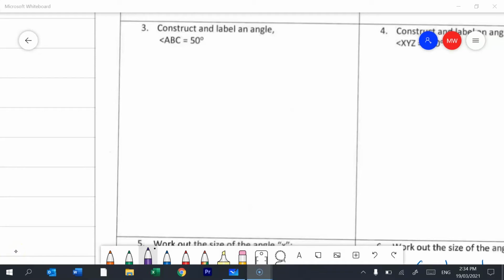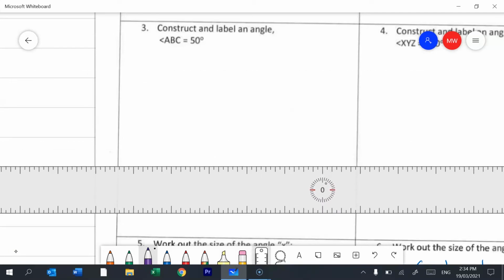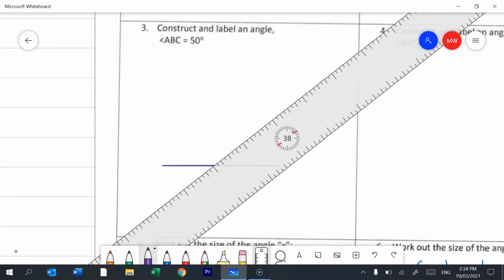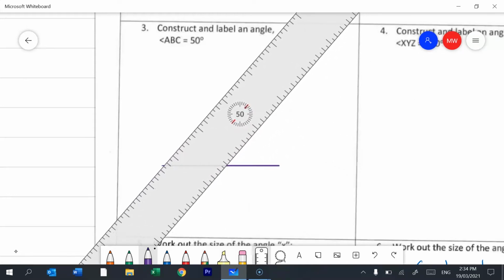Question 3 would like us to create an angle. Again, I have a bit of a problem here because I don't have a protractor. I have got a ruler, so I'm going to do it this way, but you should use a protractor. You start by drawing a line, and then you would use your protractor to find 50 degrees. So I'm just going to swivel my ruler until I hit that and draw it in.